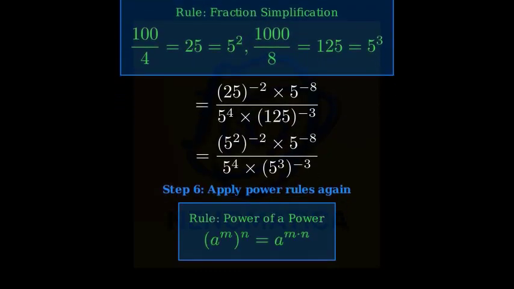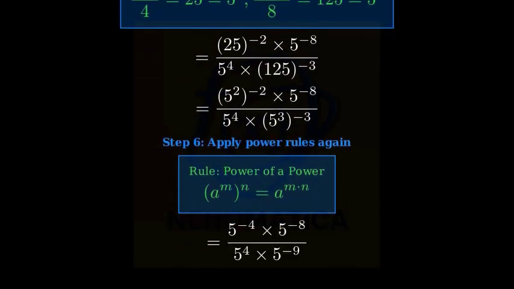5 squared raised to the negative second power equals 5 to the power of 2 times negative 2, which is 5 to the negative fourth power. Similarly, 5 cubed raised to the negative third power equals 5 to the power of 3 times negative 3, which is 5 to the negative 9th power.